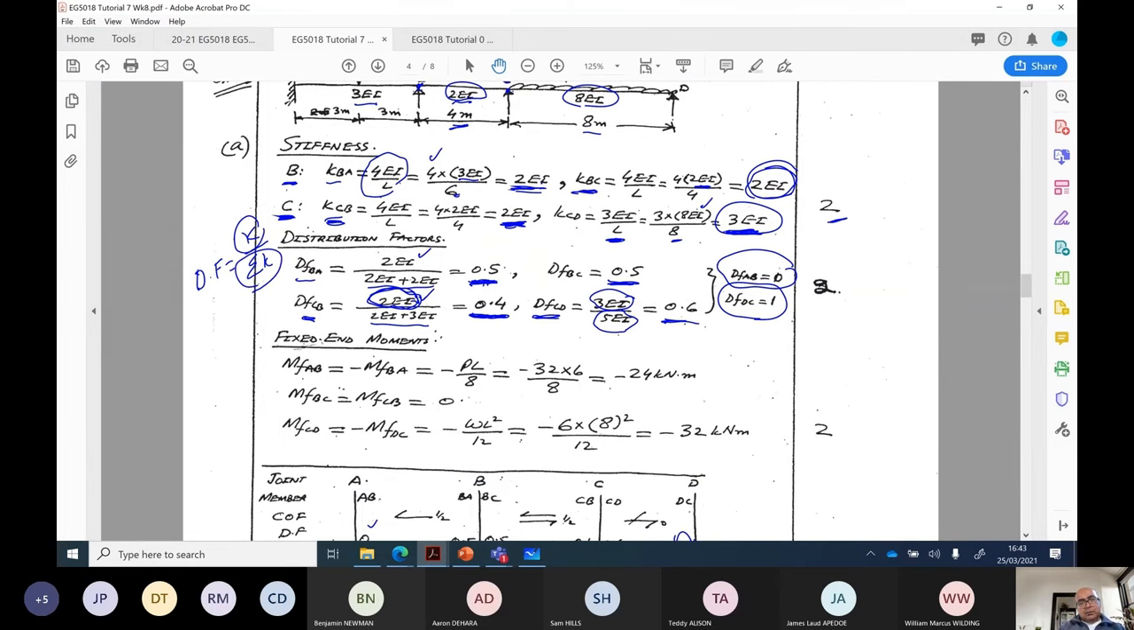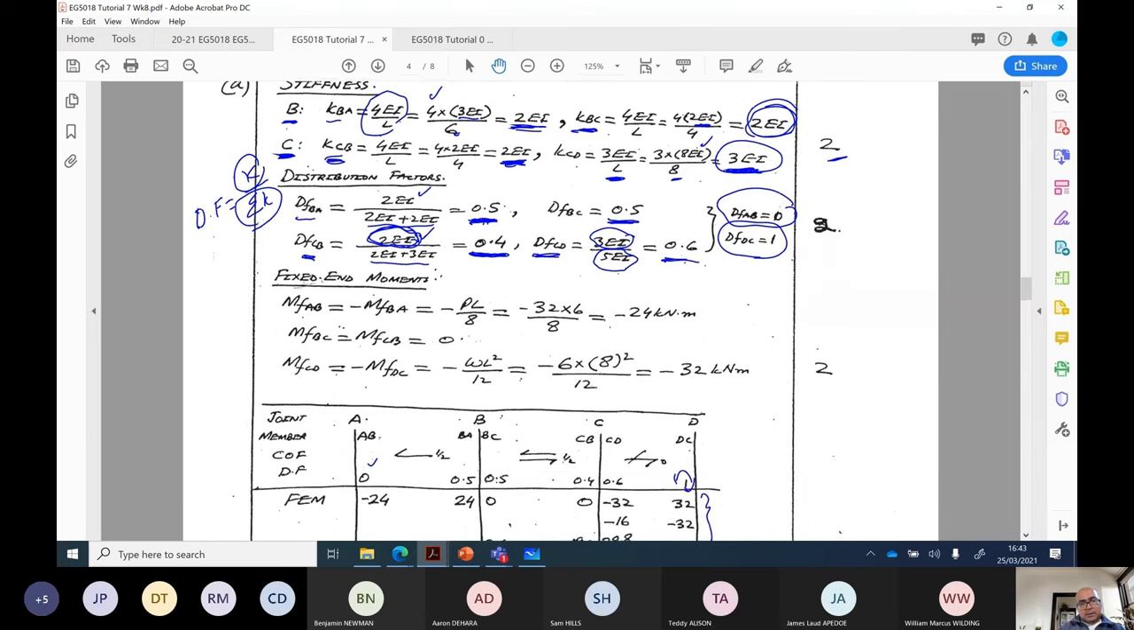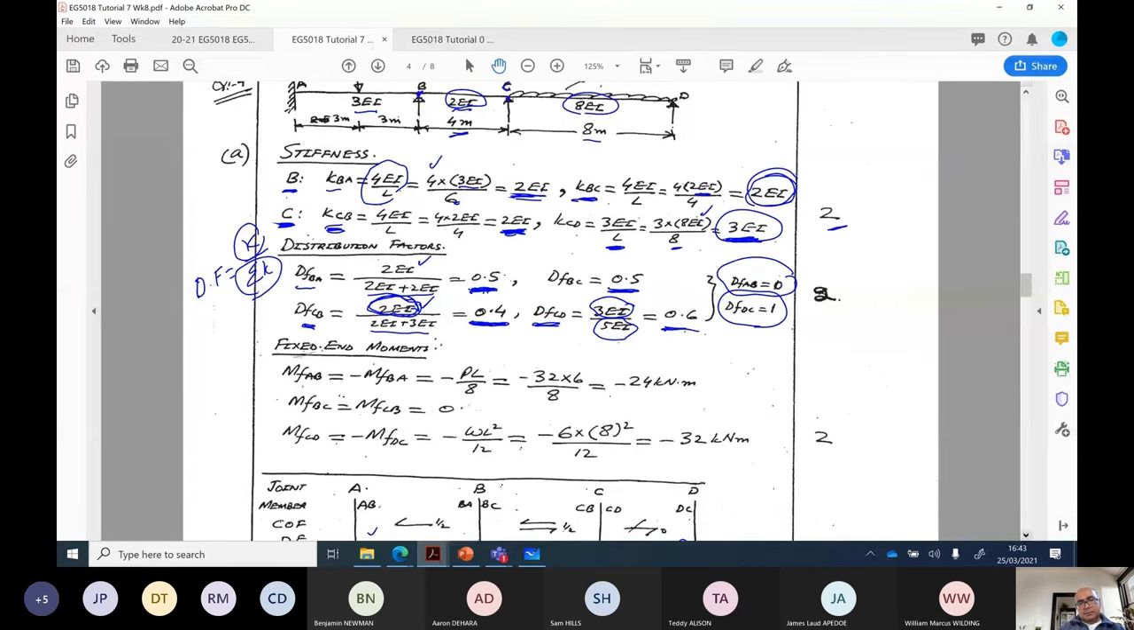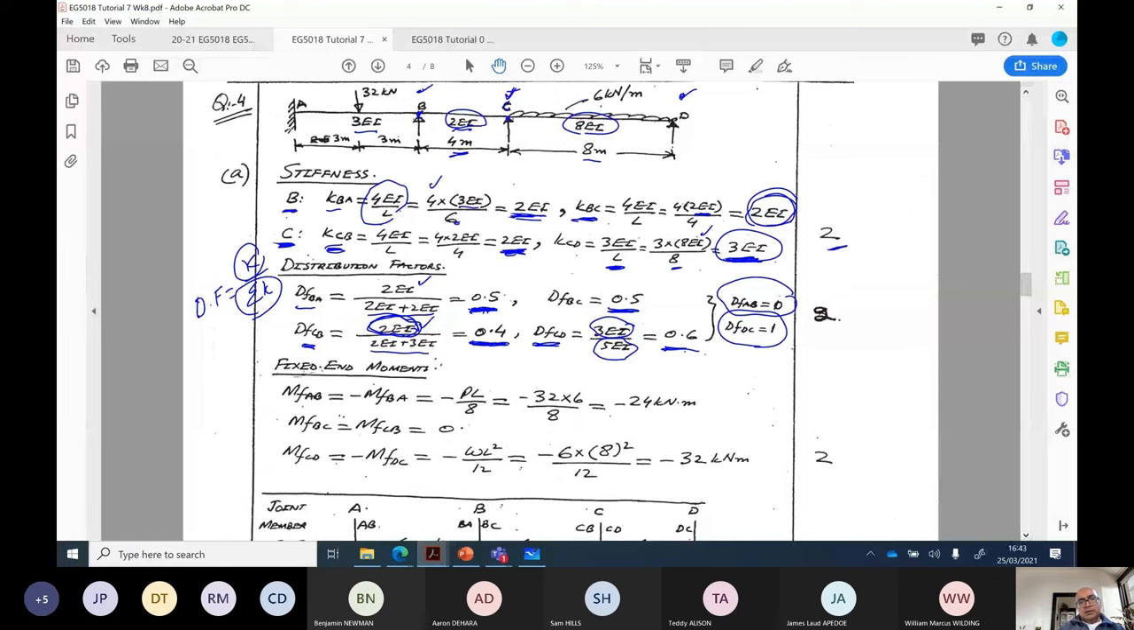And then I will find out the fixed end moments. So fixed end moments at the left is negative, at the right is positive all the time. So this is minus PL over 8. If you have a central point load, if you put the value of P here, P is 32, L is 6, divided by 8, it is giving you minus 24 kilonewton meter. MF BC and CB, fixed end moment for the middle portion, no loading is applied, that's the reason it is 0.